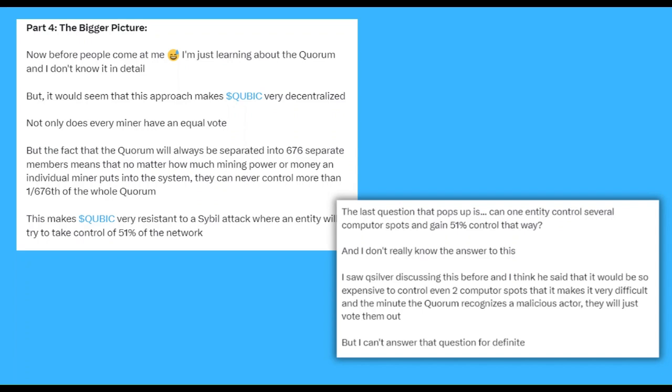But the other good side of it is that if you've got 676 shareholders in your app, that's 676 people who are motivated to make that app work and to give you financial support and put a lot of effort into making it work. But that's an interesting thought.